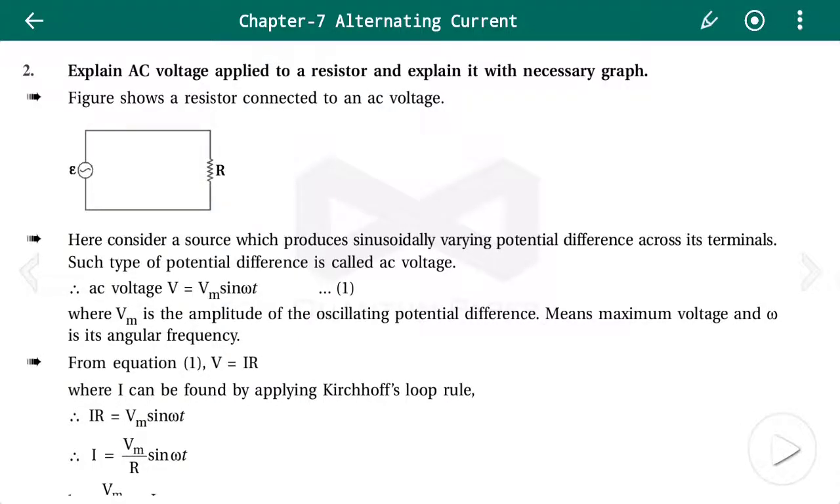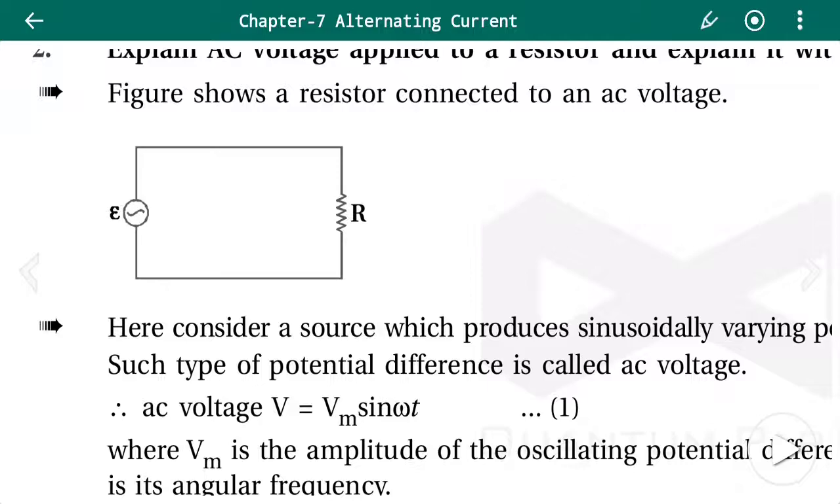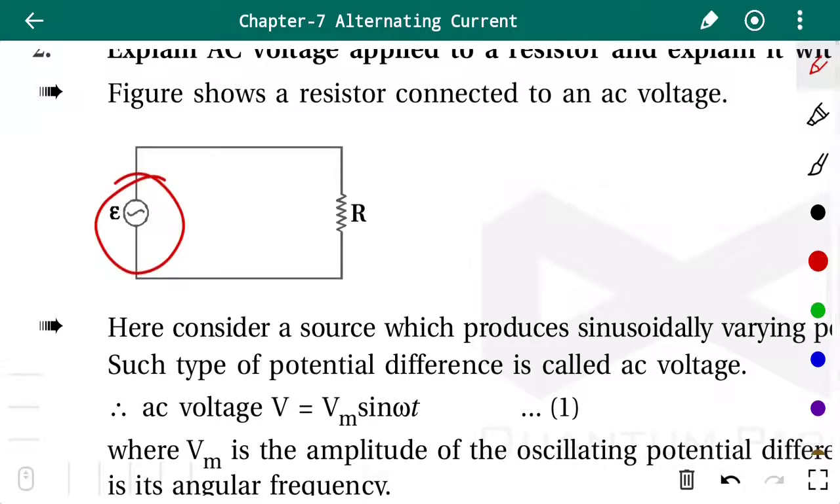In this video we are going to discuss the AC voltage that is applied to a resistor and draw the necessary graph for that. So let us see the question. Explain AC voltage applied to a resistor and explain it with necessary graph. Here we are just going to take the AC source and this AC source is applied to the resistor.